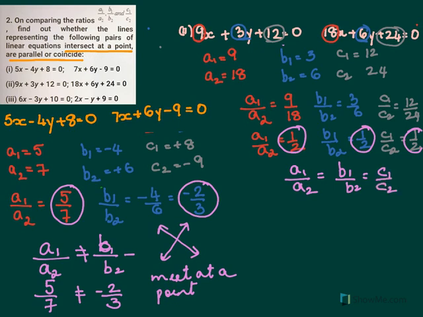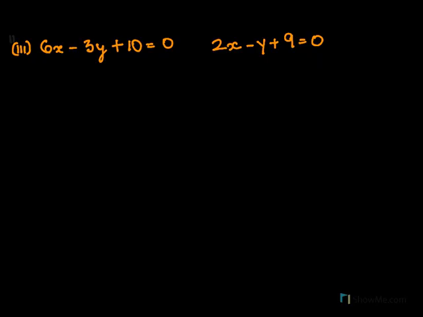And if this is the case, if you can recollect, you get coincident lines. The lines are one over the other. They are one and the same line. So in how many points will they meet? These are coincident lines, and because they are coincident lines, they will meet at infinite points.